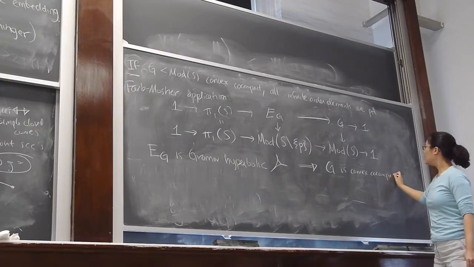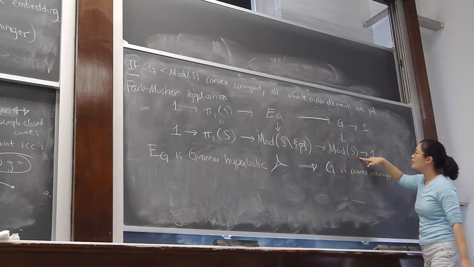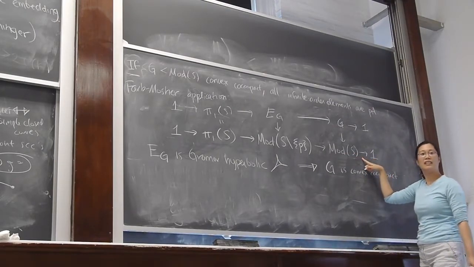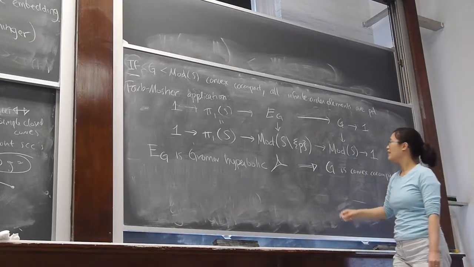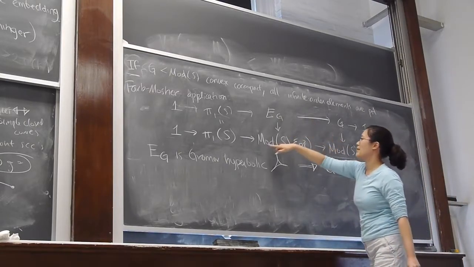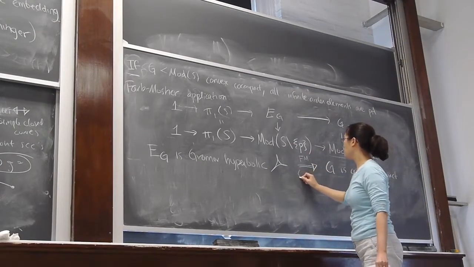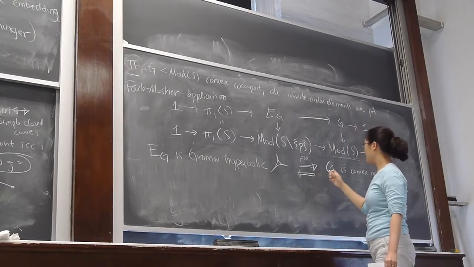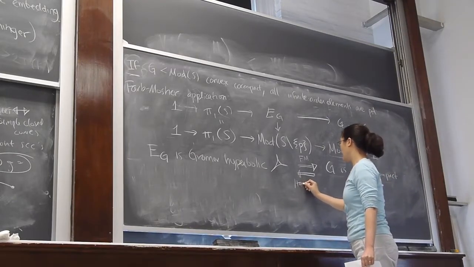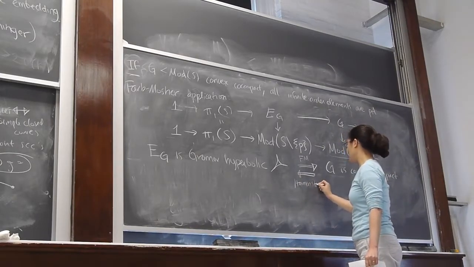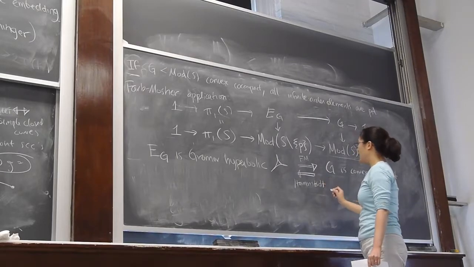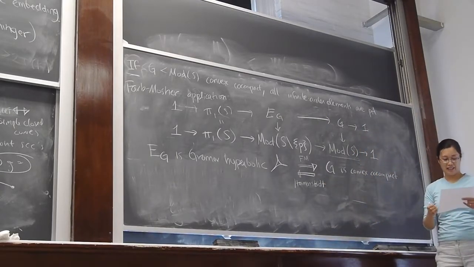So G here is a subgroup of the mapping class group. Yeah, right, that's right. And then this one is in this mapping class group. And then they proved the reverse direction in the case that G was a free group, and then Mosher got the complete case. So this is an if and only if.